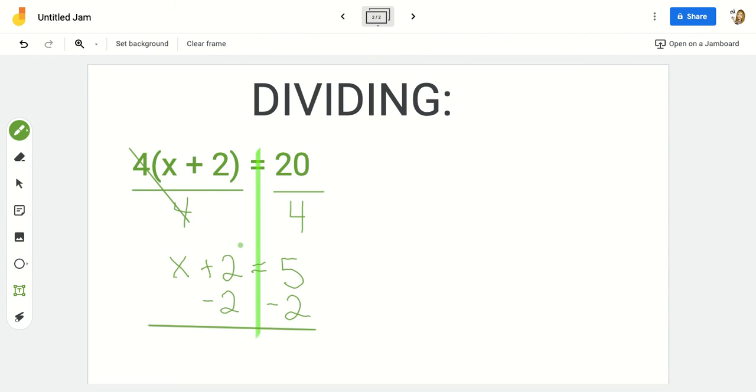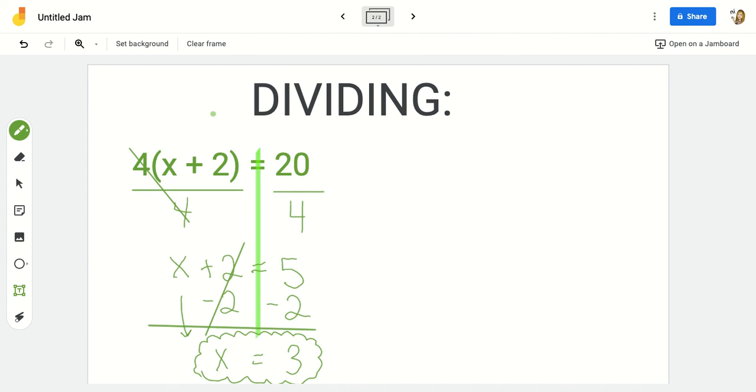All right, 2 minus 2 is 0. So our 2's are now gone. 5 minus 2 is 3. And on the left side of the equation, all I'm left with is my x. So I got x is equal to 3, which is good because now I have the same answer solving it 2 different ways.